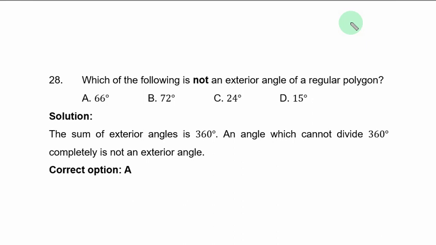Question 28. Which of the following is not an exterior angle of a regular polygon? Here you simply do a check. The angle that cannot divide the sum of all exterior angles, that is 360 degrees, is not an exterior angle, and that angle is simply 6 degrees. So A is the correct option.